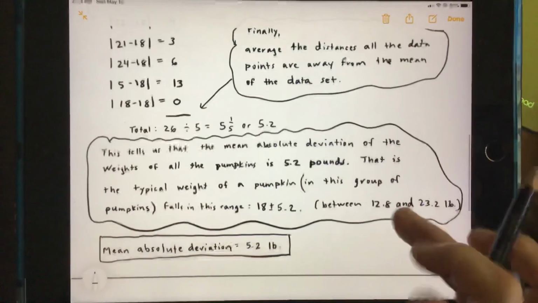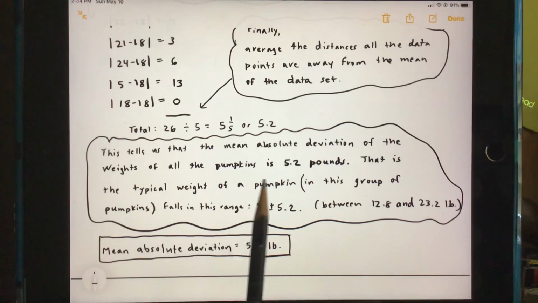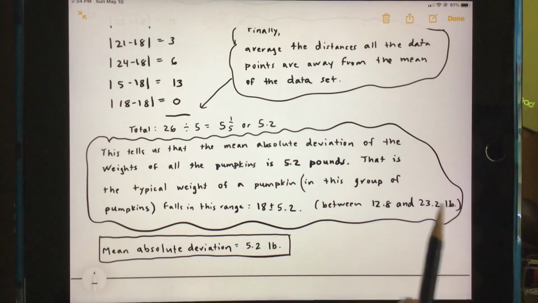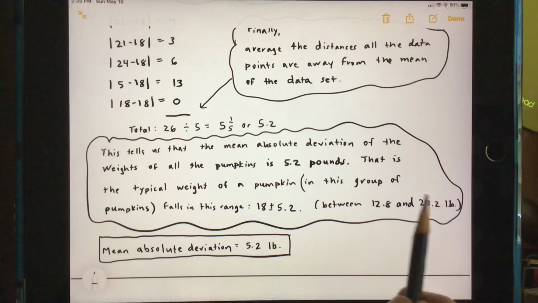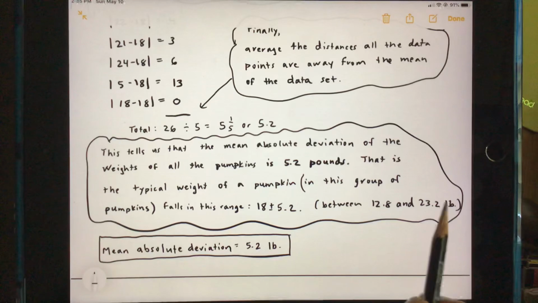This tells us that the mean absolute deviation of the weights of all the pumpkins is 5.2 pounds. That is, the typical weight of a pumpkin in this group of pumpkins falls in this range, 18 plus or minus 5.2. So adding 18 plus 5.2 gives us our 23.2 pounds here, and 18 minus 5.2 gives us our 12.8 pounds. So typically most of the weights are going to fall somewhere in this range between 12.8 and 23.2.